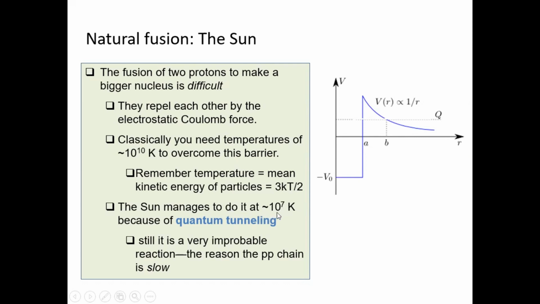The sun will manage to do this at 10 to the power 7 Kelvin because of quantum tunneling, in which the particle will penetrate through and become part of this attractive potential. Still, it is a very improbable reaction, and the reason is that the PP chain is a slow chain, and therefore the sun, with its immense gravitational pull, can produce the high temperatures that are needed to do this.